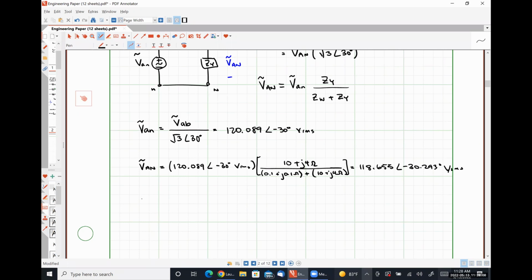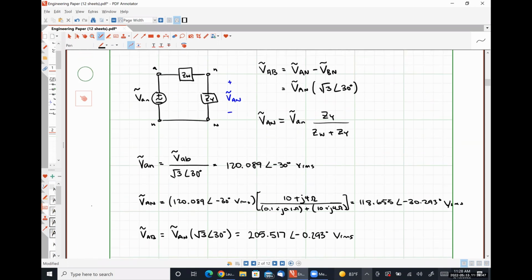And then VAB, one of the quantities that we're looking for, simply VAN times root 3 angle 30 degrees, which comes out to be 205.517 with an angle of negative 0.293 degrees volts RMS. Let me scroll back up here real quick.